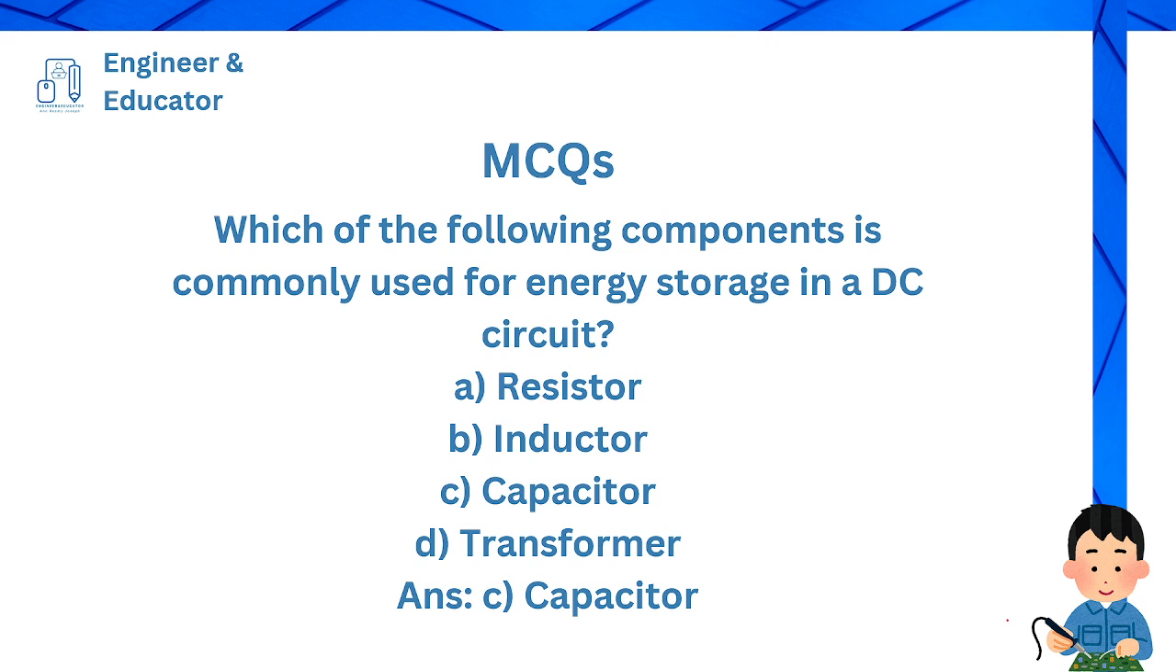Which of the following components is commonly used for energy storage in a DC circuit? Resistor, inductor, capacitor, transformer. Which of the following components is used for storing electrical energy in a DC circuit? That is the capacitor.